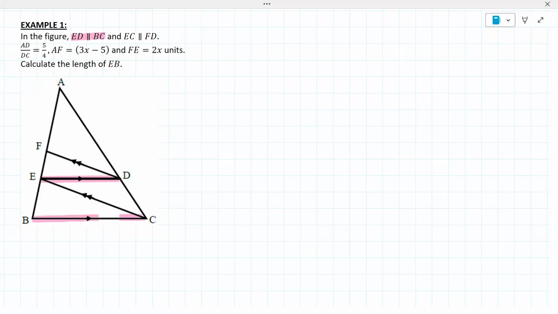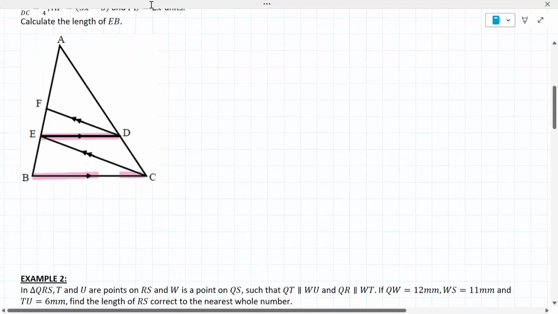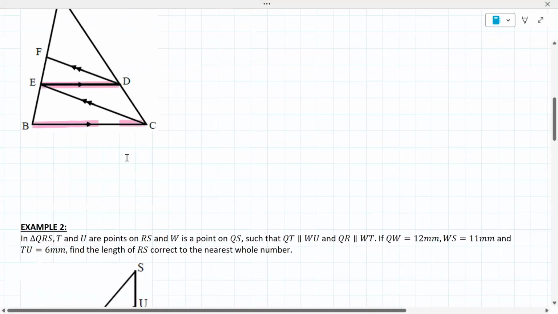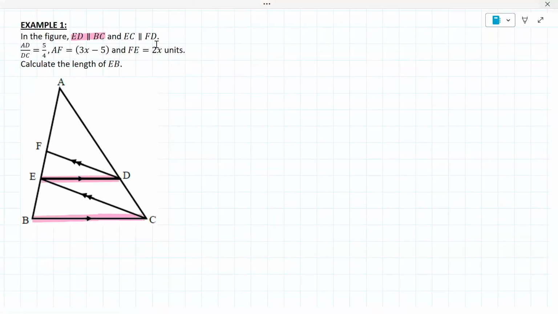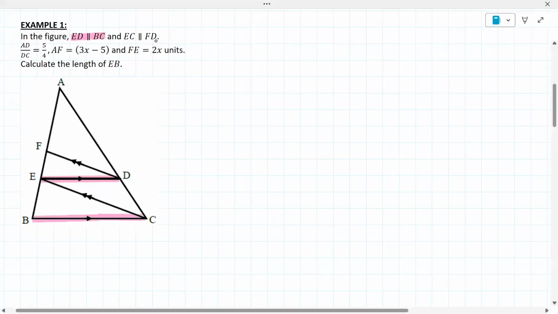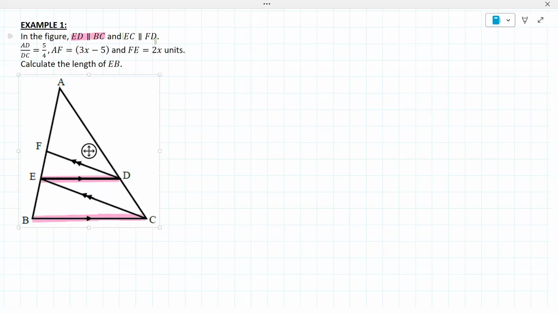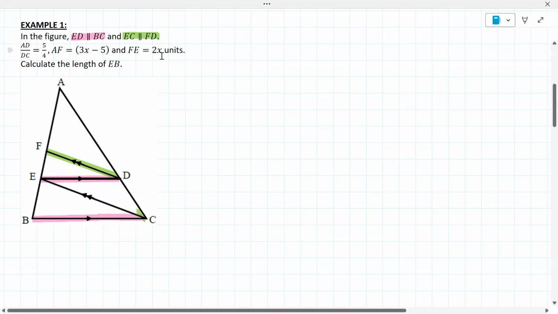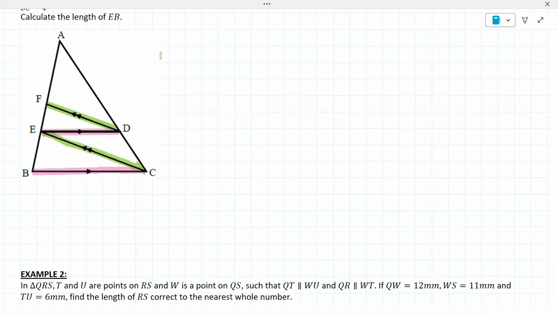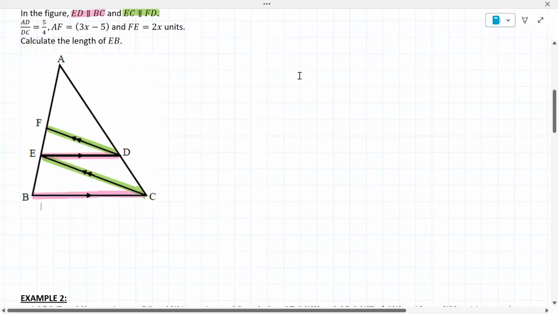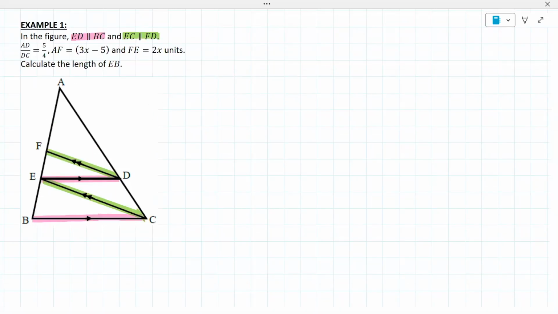Now, the reason I'm making a point of highlighting them for us is because what we need to remember is that if we're going to apply our proportion theorem, we have to be working with a line that is parallel to a side of my triangle. So I have to make sure that these parallel lines coincide with the side of a triangle. And then EC and FD, so these are these sort of slanted parallel lines here. So again, knowing where your parallel lines are is very, very important, because we can only apply the proportion theorem in a triangle, essentially. We can't just work with random parallel lines. So those are the parallel lines we have.